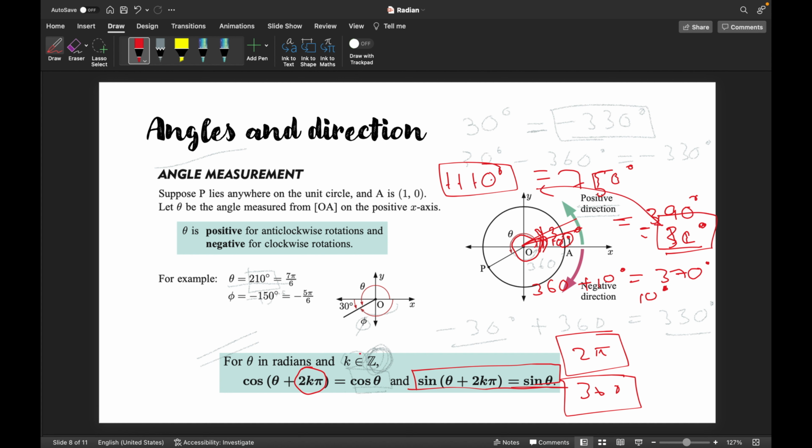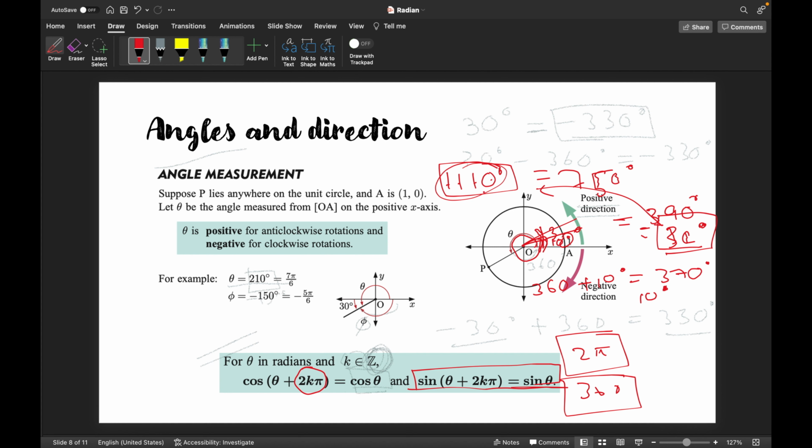1110 degrees. If you're not very sure, you're still in denial, just take out your calculator and type cos 1110 and subtract cos 30. You'll get 0. You can try it for as many other numbers as you want. You can use a different value and then try to derive this.